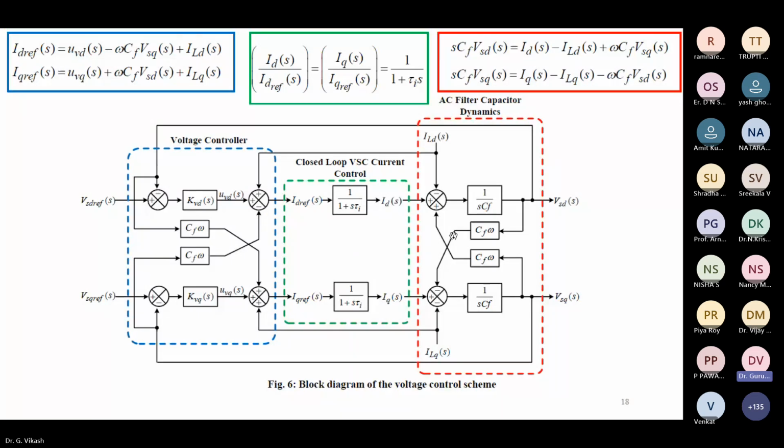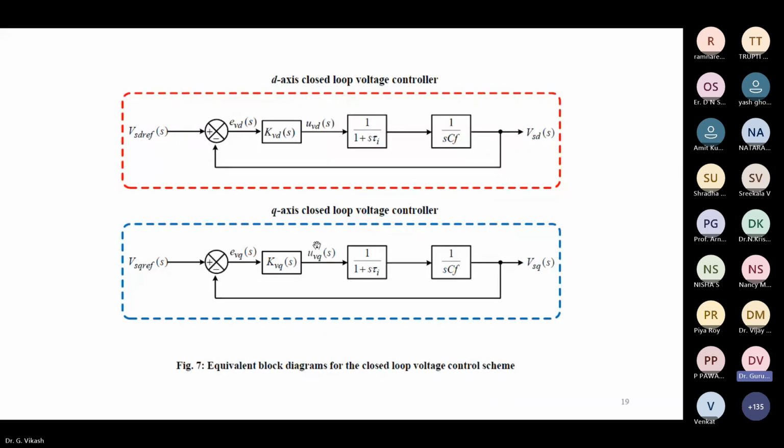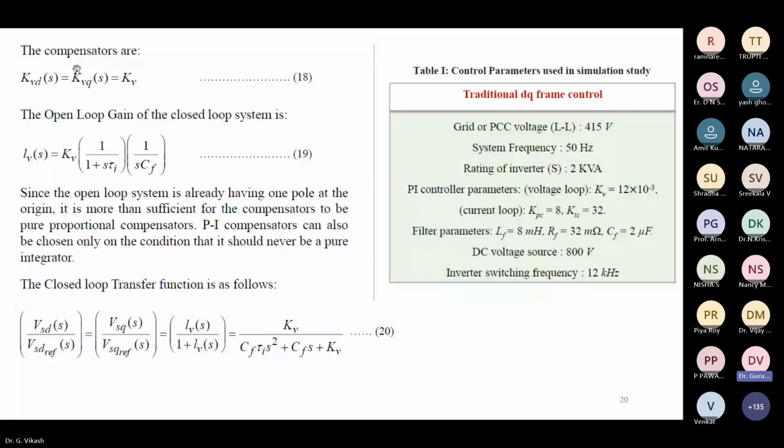So first we have to convert this multi-input, multi-output system into two single input, single output systems, like what we have done previously in the current control loop. Similarly here also we are converting the multi-input, multi-output system into two single input, single output systems. And here the compensator is just proportional. This is not a PI controller, it is just a simple P, just the proportional term KV, because the open loop system already has one pole at the origin, so it is more than sufficient for the compensators to be pure proportional compensators.